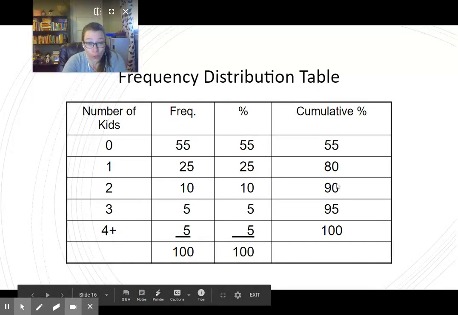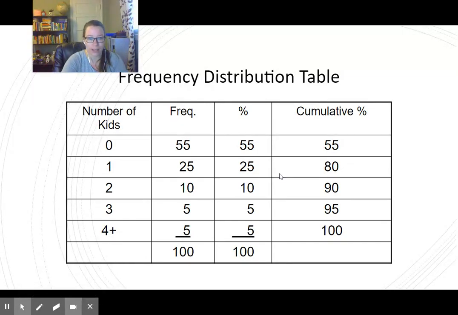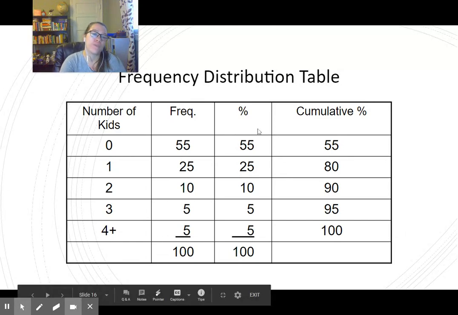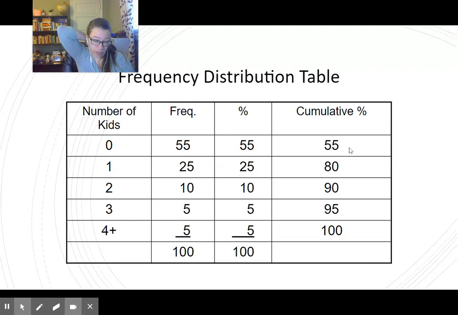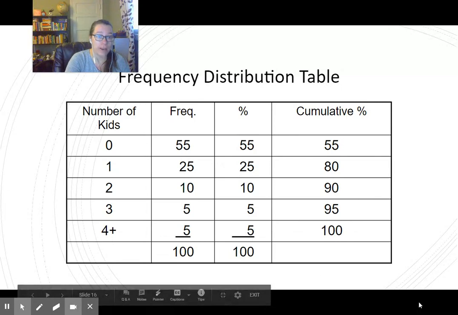And so our cumulative percent over here is going to continuously add the next one to move up, right? So 55, right? Cumulative percent is 55. That's our bottom one. So to find the next step, I'm going to add this 25% to my 55%, and that's going to tell me 80% of people either have 0 or 1 kid. Next, right, we're going to add our 10% to 80, giving us 90 here for the cumulative percent. And so 90% of people that I studied have 2 or less children.